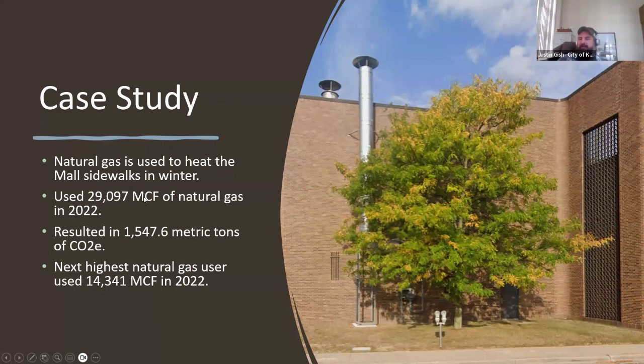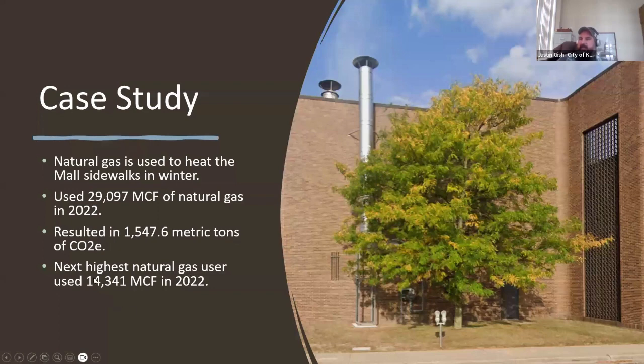So it used 29,000 metric cubic feet of natural gas, resulting in 1,547 metric tons of CO2e. This is just to heat sidewalks downtown. You might have been walking downtown recently and seen steam rising off the top, or maybe you never considered it. But downtown Kalamazoo heats all their sidewalks, and they use natural gas to do it.